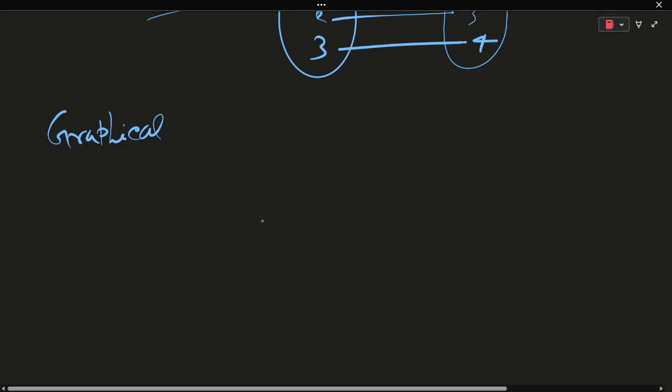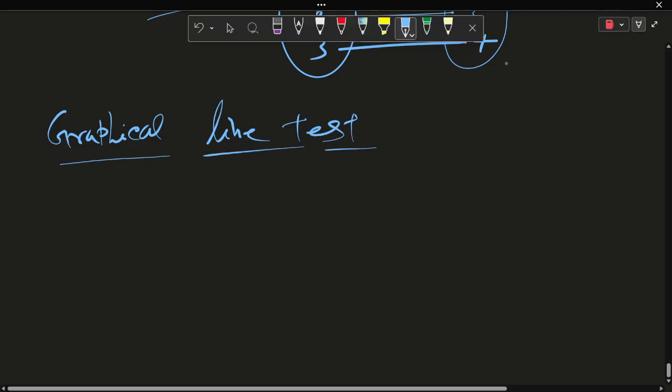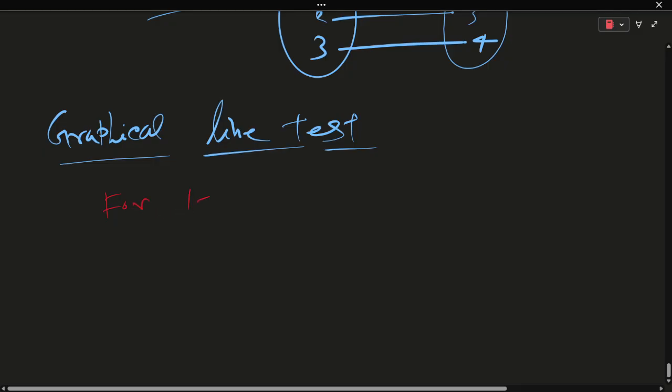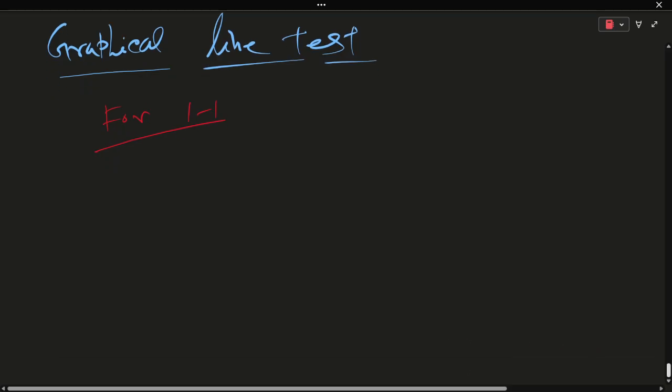Graphical line test. You know that a function is actually a relation, so it represents a point.